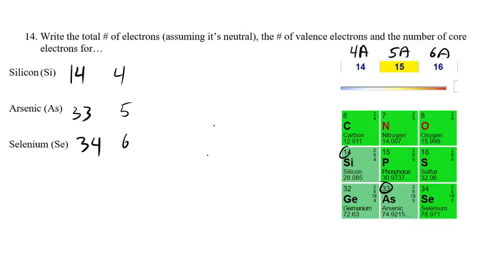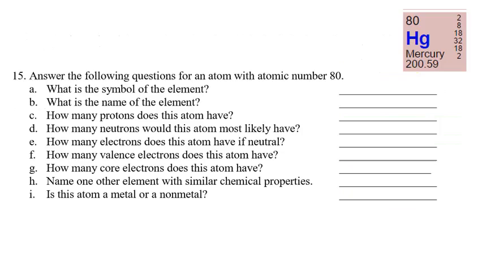For our core electrons, you're just going to subtract the two of these numbers. Subtract, 10, 28, and 28 again. All right, looking at mercury. Symbol of the element is Hg. It's based on its Latin name. Name of the element is mercury. This one has 80 protons.